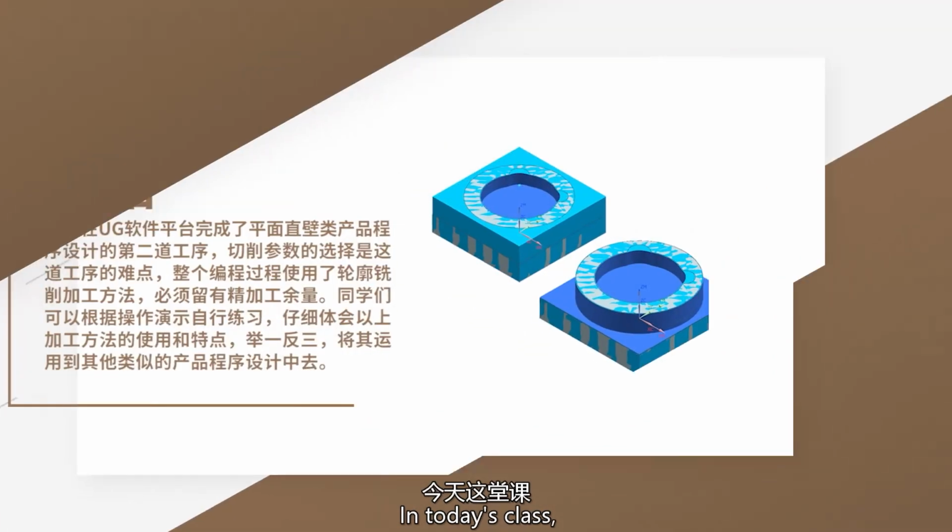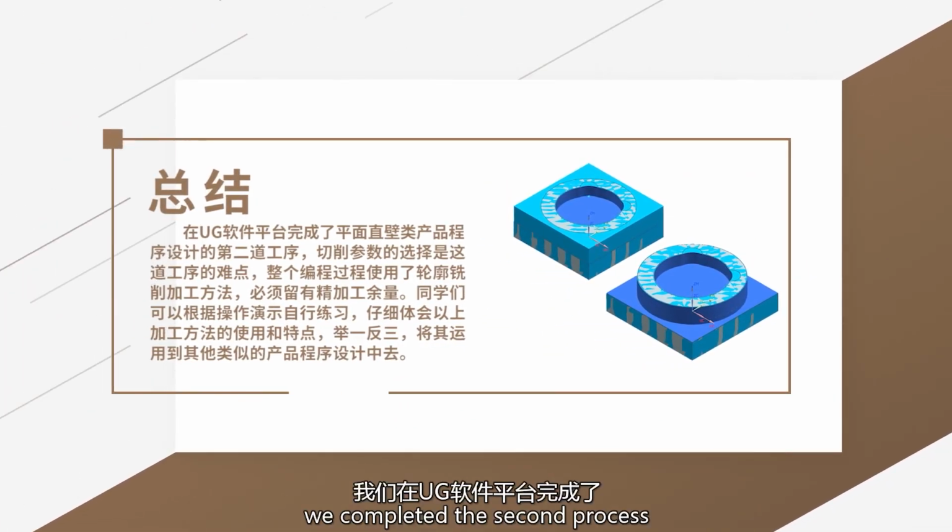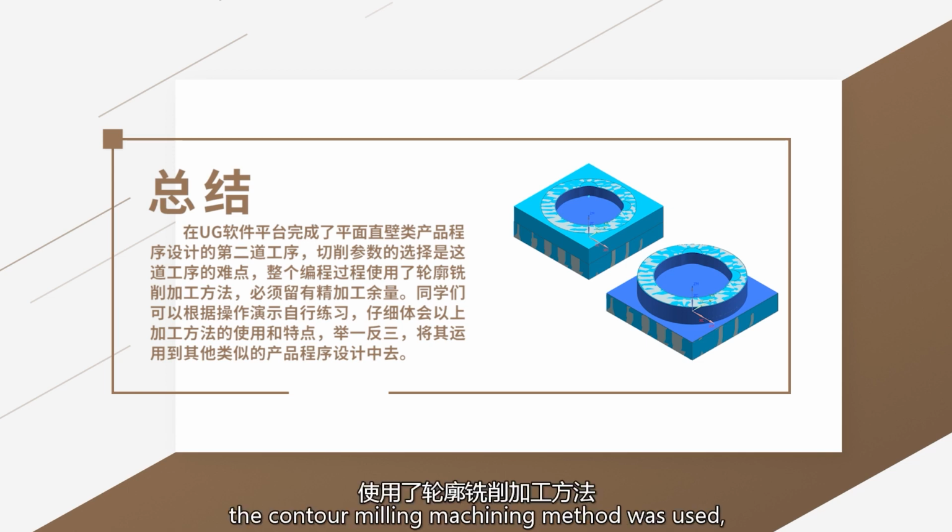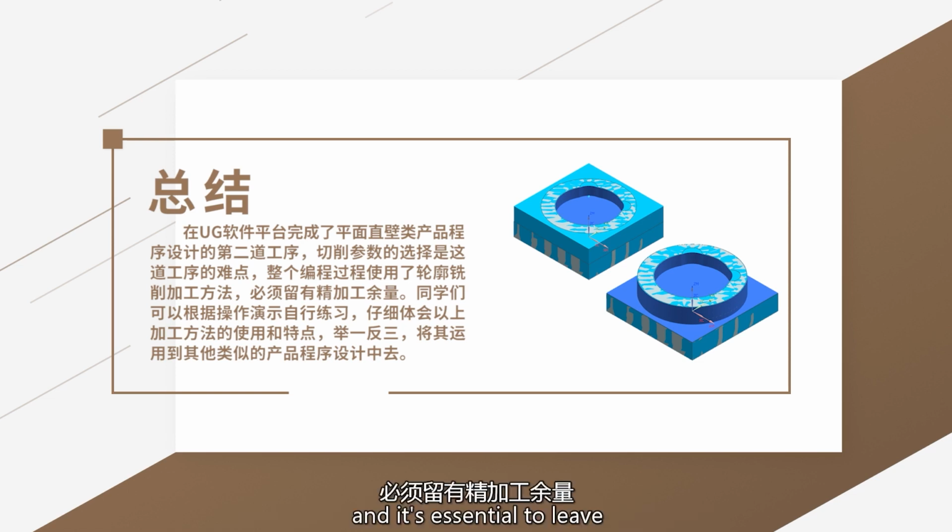In today's class, we complete the second process of program design for flat and straight-walled products on the UG software platform. The selection of cutting parameters is the difficulty of this process. During the entire programming process, the contour milling machining method was used, and it's essential to leave precision machining allowances.